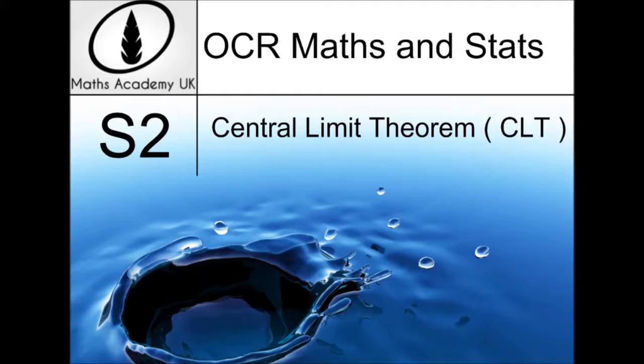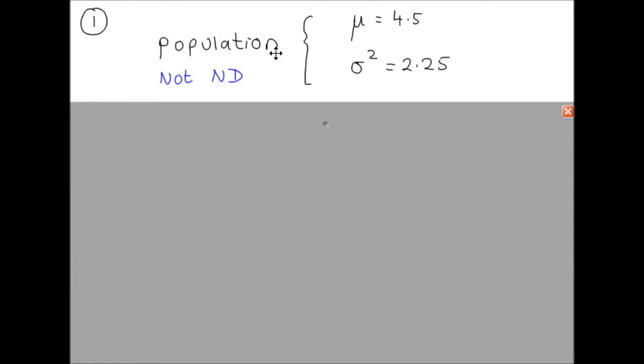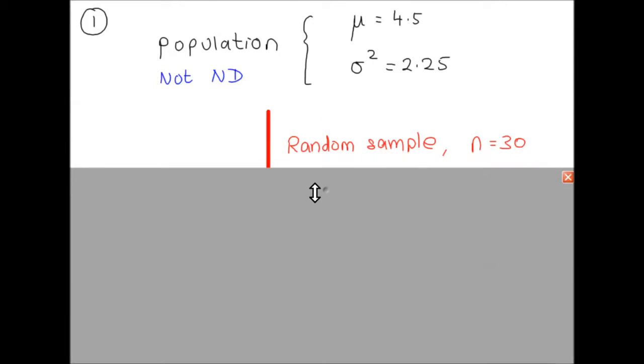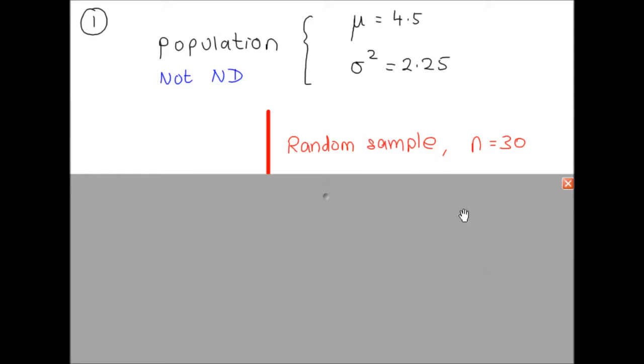The central limit theorem. Example 1. We have a population which is not normally distributed. That's what the ND stands for, normal distribution. Here's the mean and the variance for the population. We take a random sample of size 30.